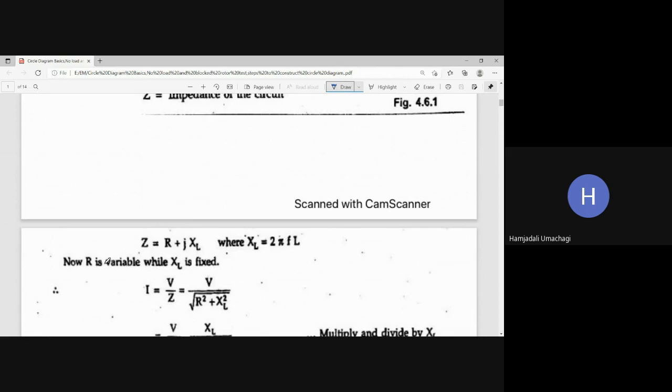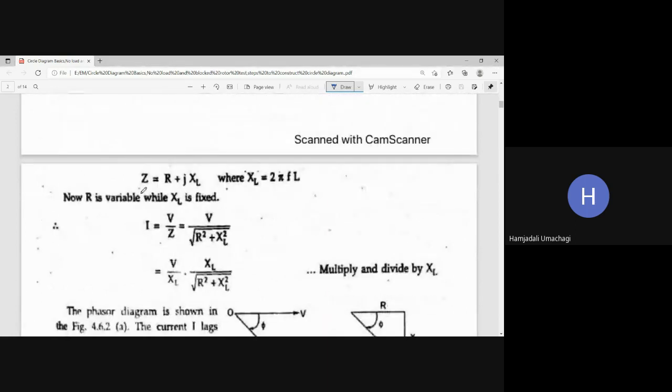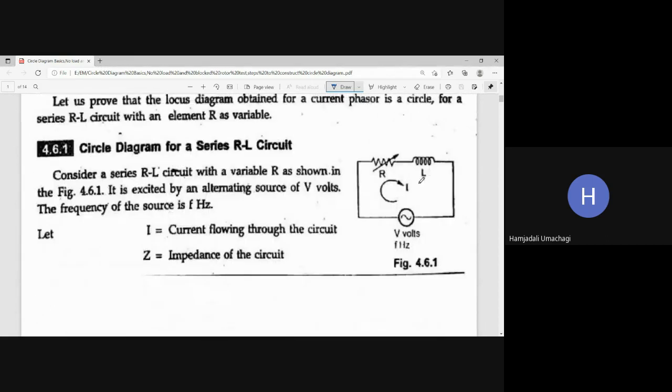Now R is variable while XL is fixed. So in this circuit, resistance is variable, whereas reactance is a constant, fixed value. From the circuit diagram, I can write the current equation for figure 4.6.1. If we apply KVL, the current I is equal to voltage divided by impedance, where the voltage is V and the impedance is Z, which is R plus jXL.